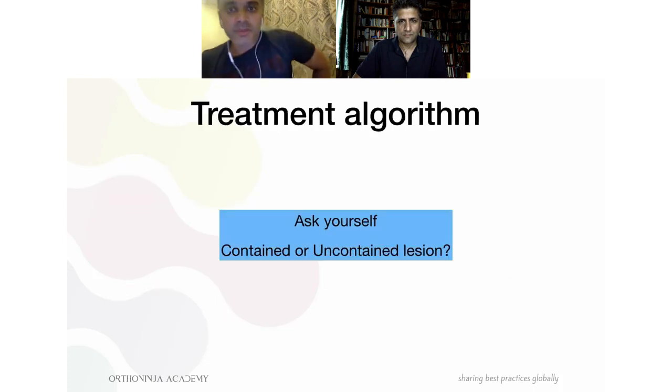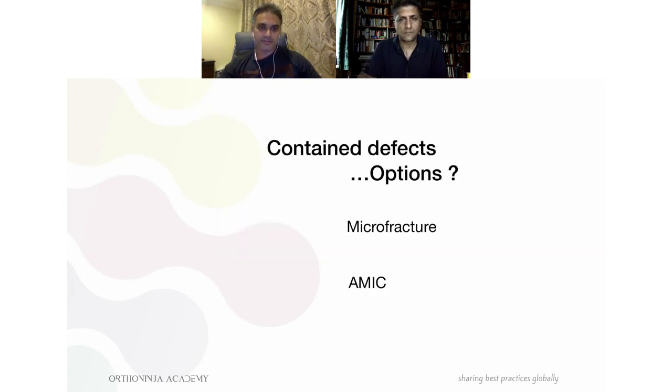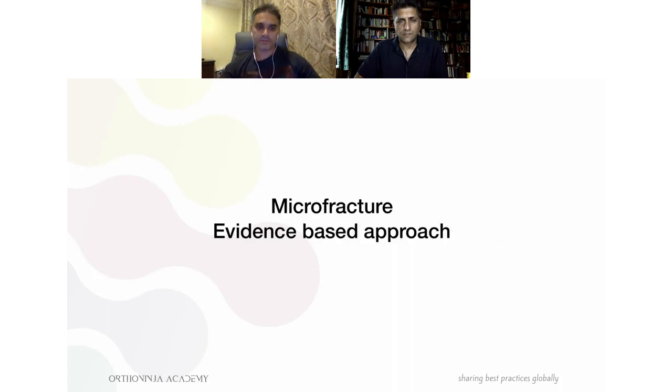So let's look at what the treatment algorithm is. Some of this is stuff I'm familiar with, but some of this is stuff which is based on the evidence and a combination of the two. Your first question you're going to ask yourself is: is this a contained defect or an uncontained defect? Now, for a contained defect, your options are microfracture or AMIC. And whether you use biologics and bone graft depends on whether you are a proponent of biologics or if you have a cyst. So if you've got a cyst, there's no point microfracturing. You've just got to pack it with bone graft.